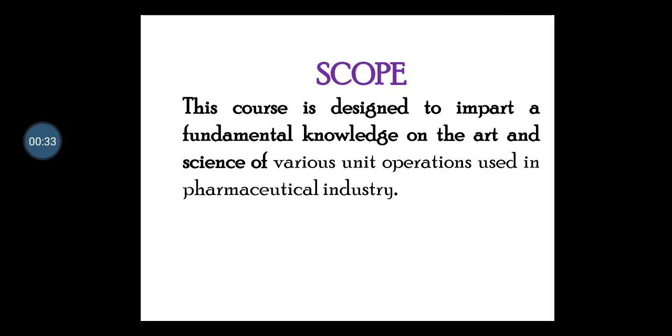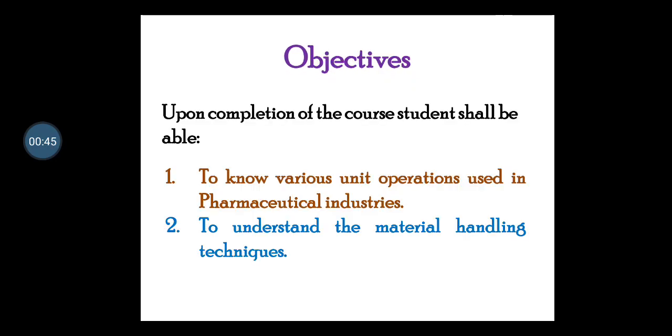The scope of this course is designed to impart fundamental knowledge on the art and science of various unit operations used in the pharmaceutical industry. This is the objective. Upon completion of this course, the student shall be able to know various unit operations used in pharmaceutical industries. The second objective is to understand the material handling techniques.